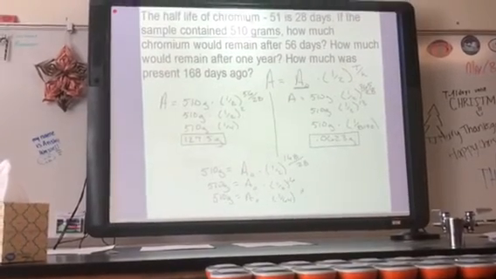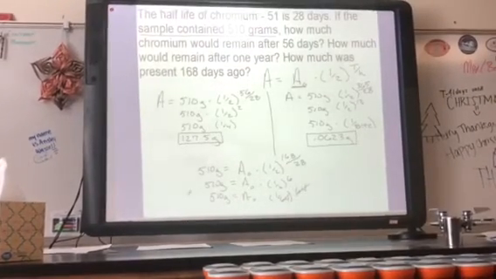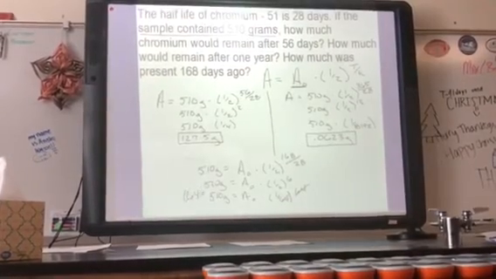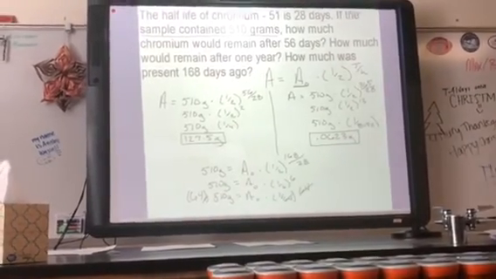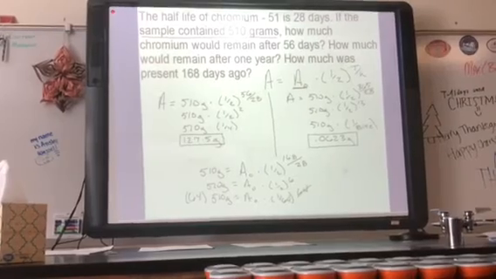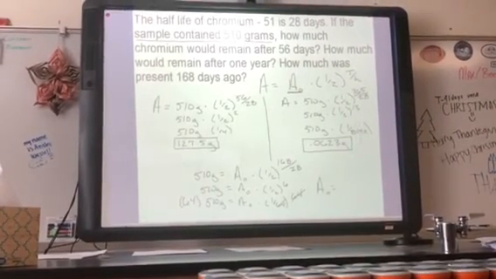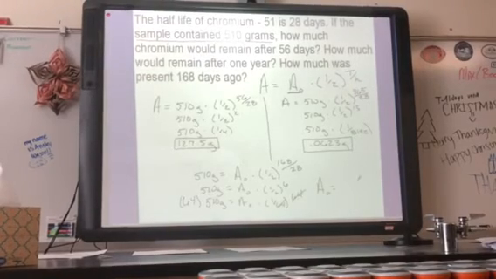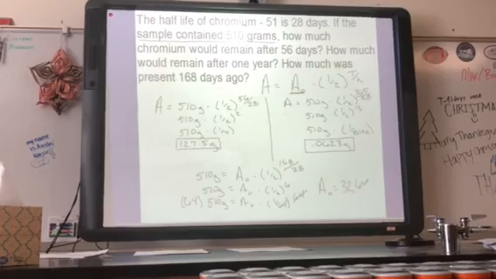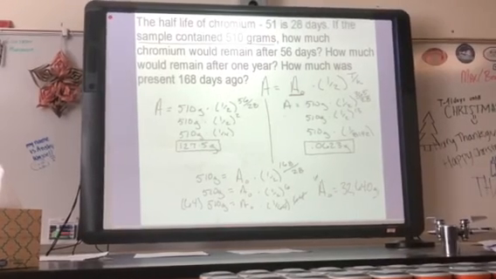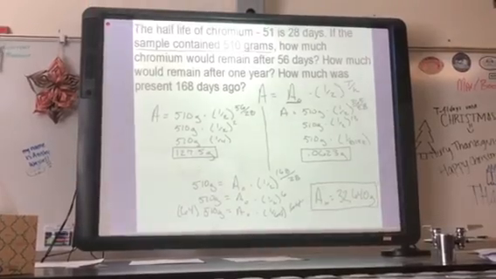1/64. You would multiply both sides by 64 to get rid of the fraction, and so it would be times 64 over here. So 510 times 64, our initial amount that we started with 168 days ago, would have been 32,640 grams. All right. Let me stop it.